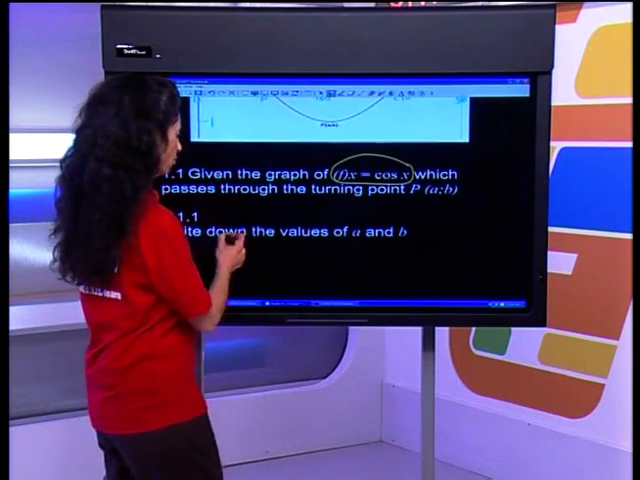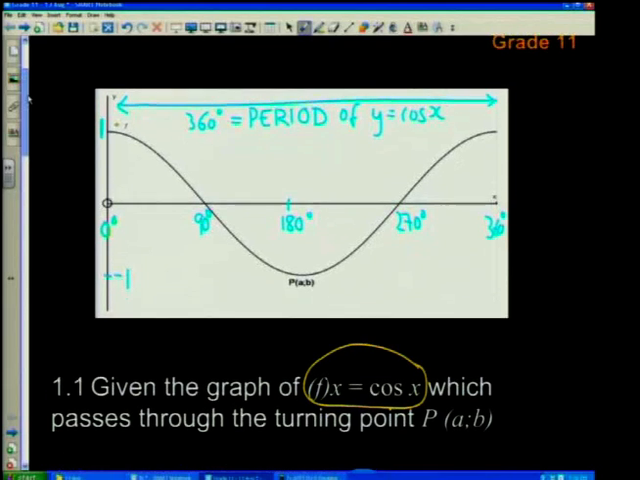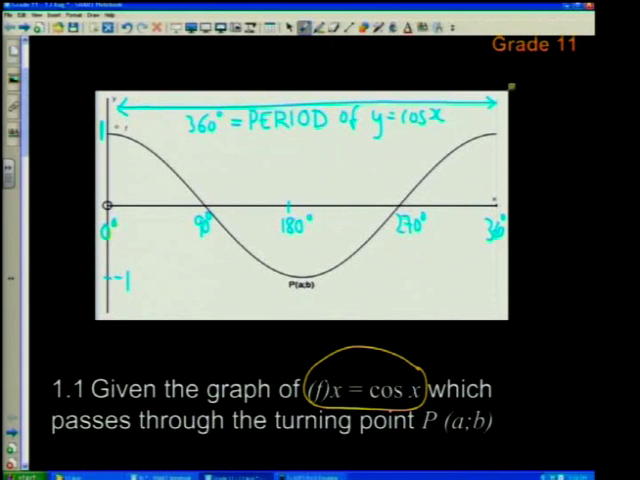Firstly, they would like to know what the values of a and b would equal. And if we looked at a and b, since it's the parent graph, this is actually the minimum value. So we would have a minimum, and this minimum is happening at -1, and therefore the coordinates here would be the x value, which is your angle, so it will be 180 degrees, and the y value would be -1. So those would be the coordinates of our minimum.